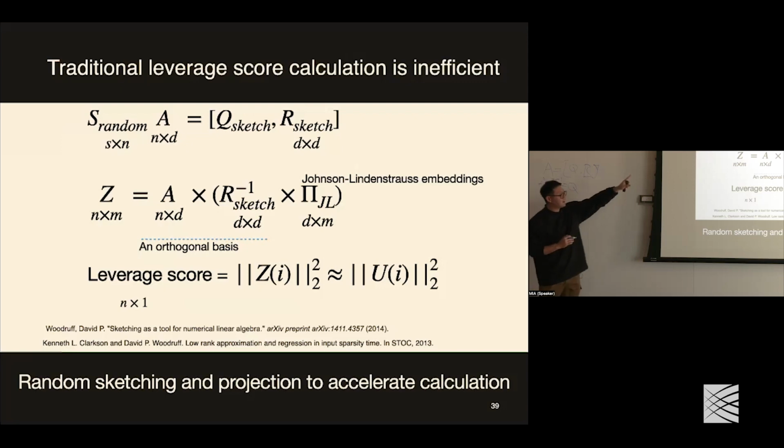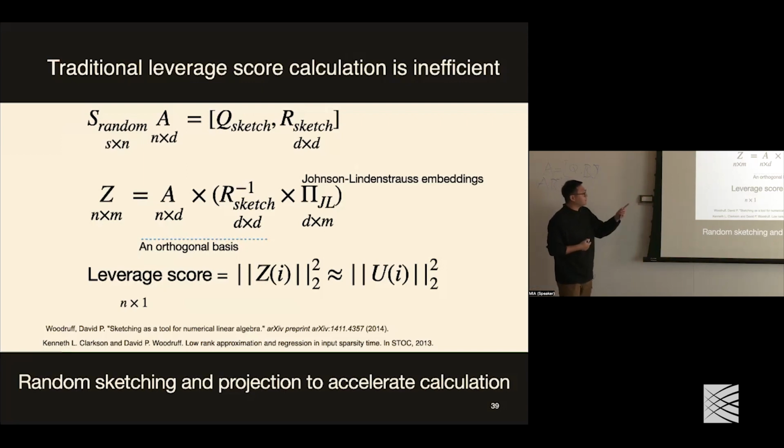Then they show this R sketch is similar to this R because S is a random matrix. Then they can use A times the R inverse sketch, which is similar to our orthogonal basis. And this one is also well conditioned. That means the maximal and the minimal singular values are similar.